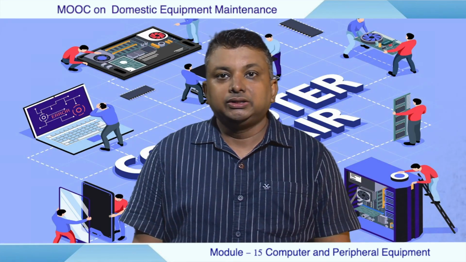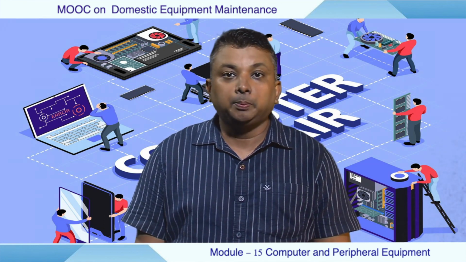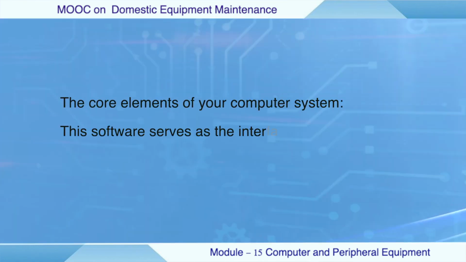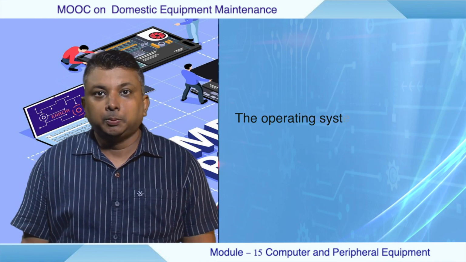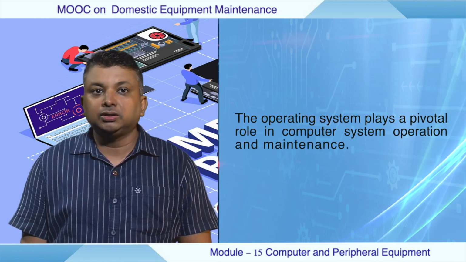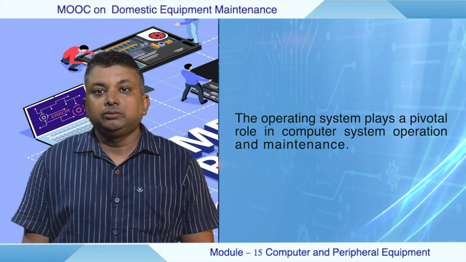Now we turn our attention to one of the core elements of your computer system, the operating system. This software serves as the interface between you, the user, and the hardware components that we discussed earlier. The operating system plays a pivotal role in computer system operation and maintenance. Here is what you need to know.